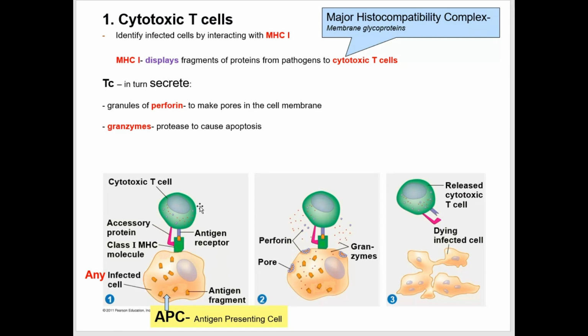When there is this direct connection, the cytotoxic T cell is going to release perforin to form pores in the infected cell, and also granzymes that are going to initiate the apoptosis of that infected cell. So there is a dying cell. It starts to bleb, that's exactly what it does. And then phagocytic cells are going to come over, engulf the rest of the pieces, break them down, and clear them out of the system. And then here's the released cytotoxic cell. It's ready to recognize another infected cell.